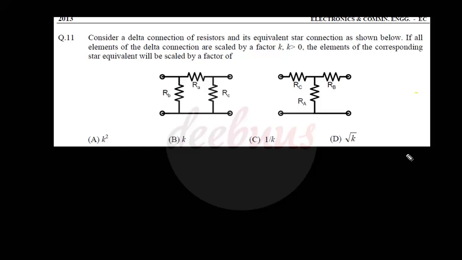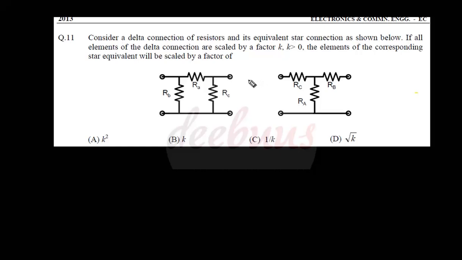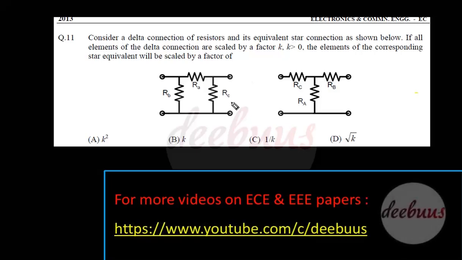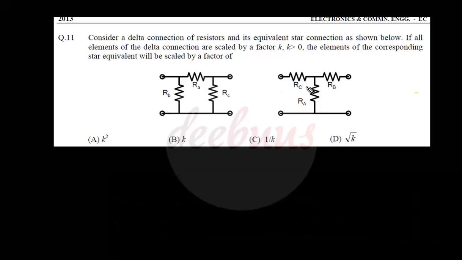Moving to the 1 mark question, consider a delta connection of resistors and its equivalent star connection as shown below. If all elements of the delta connection are scaled by a factor k with k greater than 0, the elements of the corresponding star equivalent will be scaled by a factor of what? So this is basically a delta connection of resistors, and we have to find what will be the value of individual resistors in star connection if the delta connected resistors are scaled by a factor of k with k greater than 0. So we can check what is this RC.